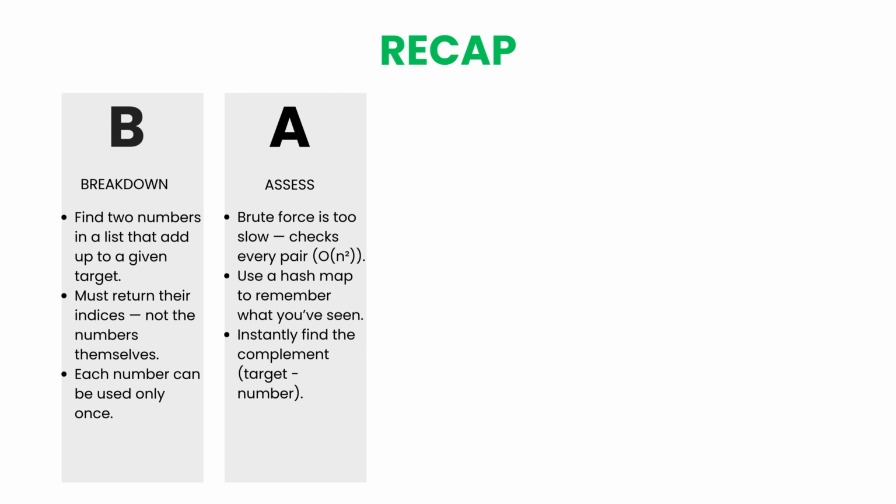Assess recap. We explored different ways to solve it and saw that brute force, while straightforward, is too slow for large inputs. The real breakthrough came from realizing we could use a hash map to keep track of numbers we've already seen and quickly check for their complements. That insight transformed the problem from quadratic time to linear time.